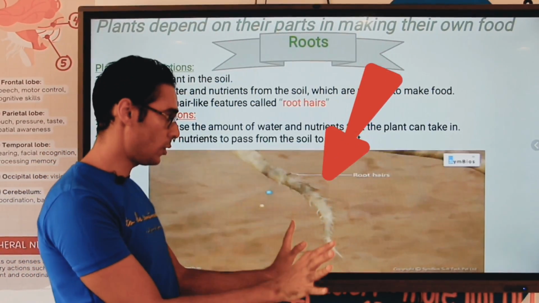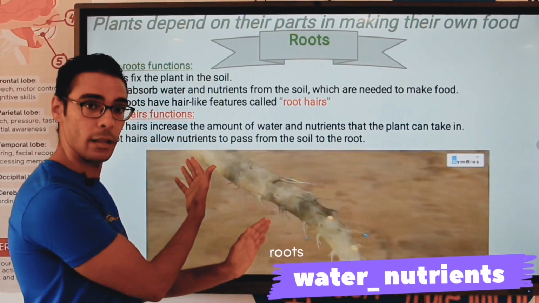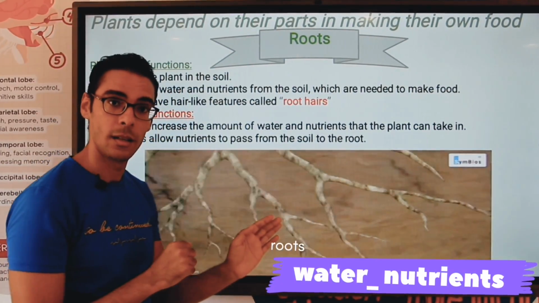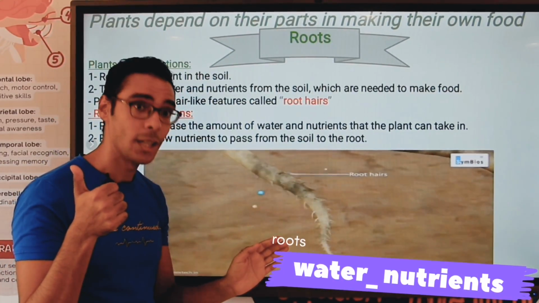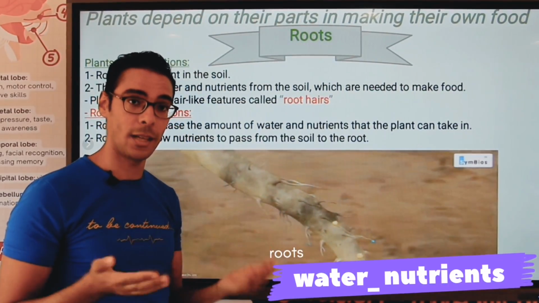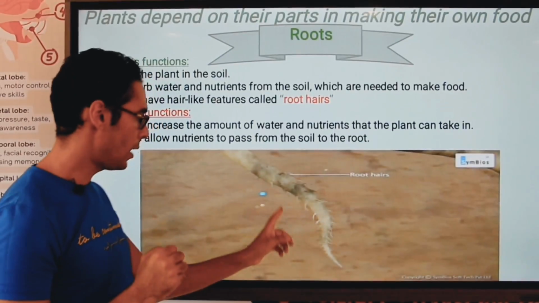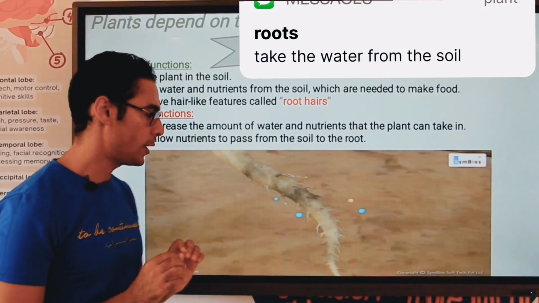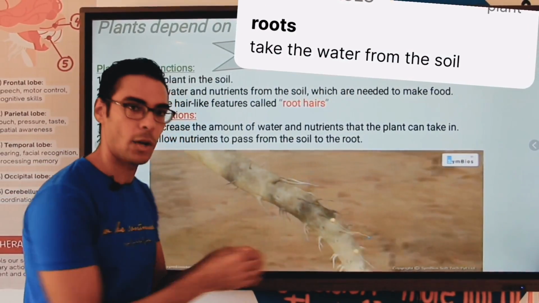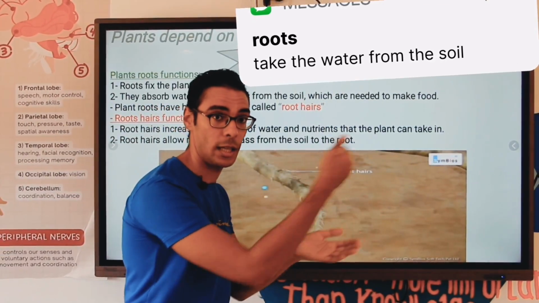These are the roots and they are taking something from the soil to give it to the plant. What do you think is this? Is it water? Yes, but not only. If you said water, that's correct. If you said water and nutrients, that's a model answer. The roots of plant are responsible for absorbing water and nutrients because the plant needs that to stay alive.